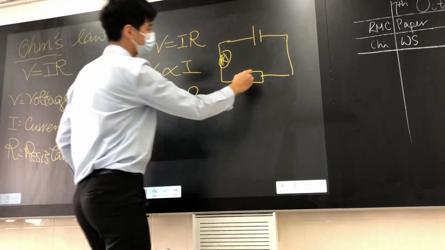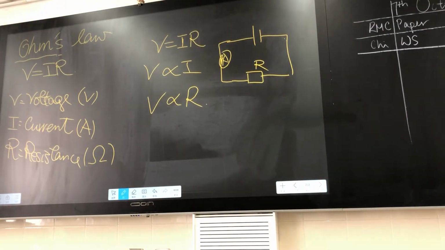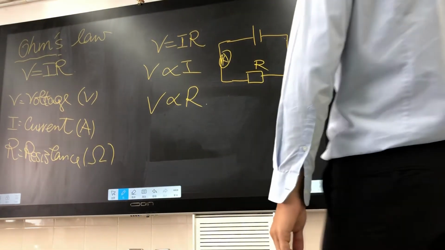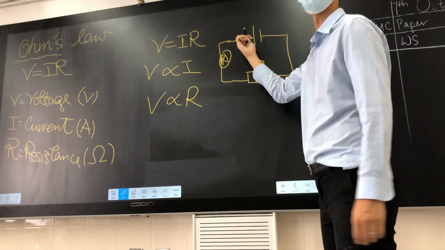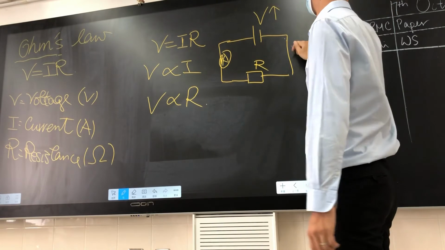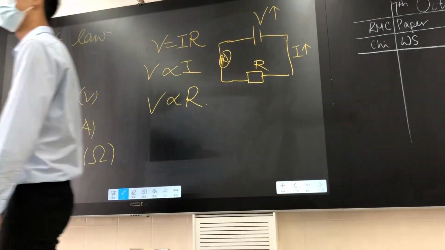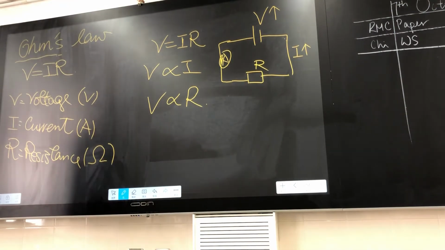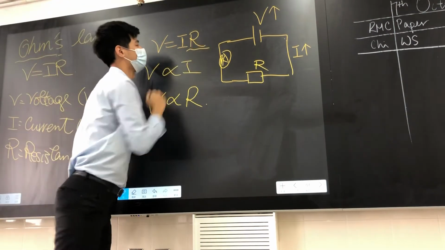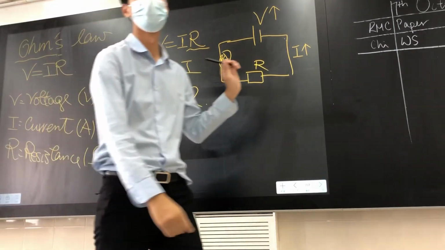So normally the resistance is a constant. So if you increase the power supply, if you increase the value of voltage, then the value of current will be increased. So this is the physical meaning of this equation. So normally we treat the resistance as a constant, so that the voltage is directly proportional to the current.